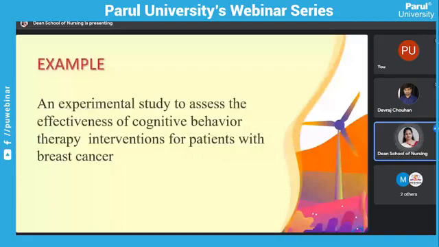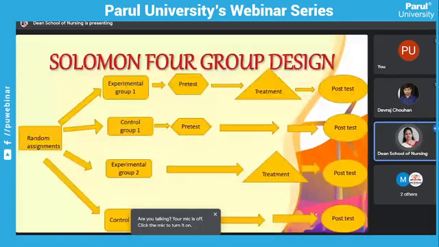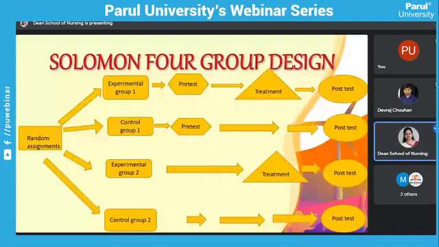Here comes the Solomon four group. In the Solomon four group, they give the maximum for the medical or treatment aspect. Here they take random assignment. They will have two groups of experimental and two groups of control.